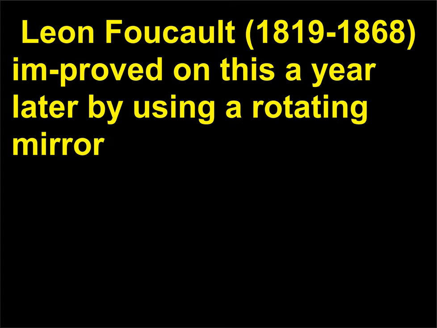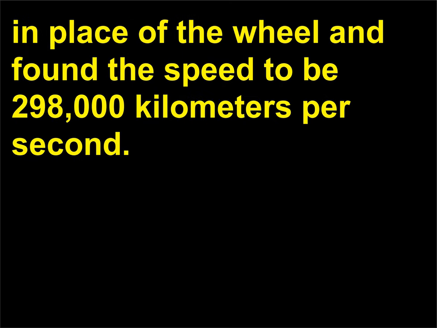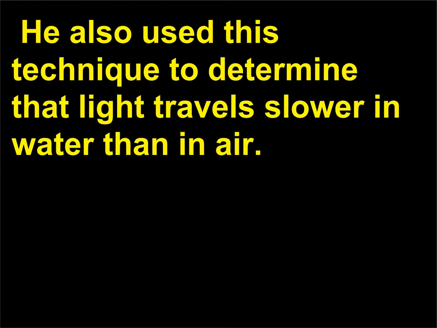Leon Foucault (1819-1868) improved on this a year later by using a rotating mirror in place of the wheel and found the speed to be 298,000 kilometers per second. He also used this technique to determine that light travels slower in water than in air.